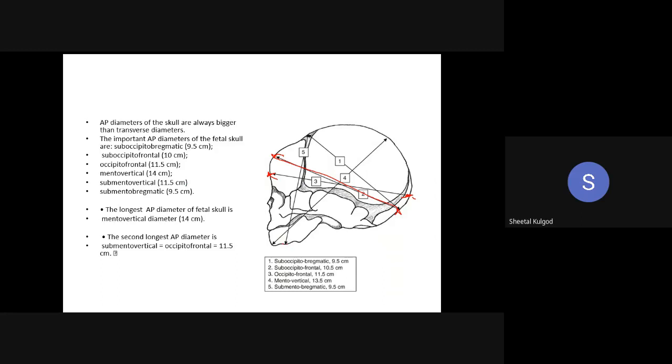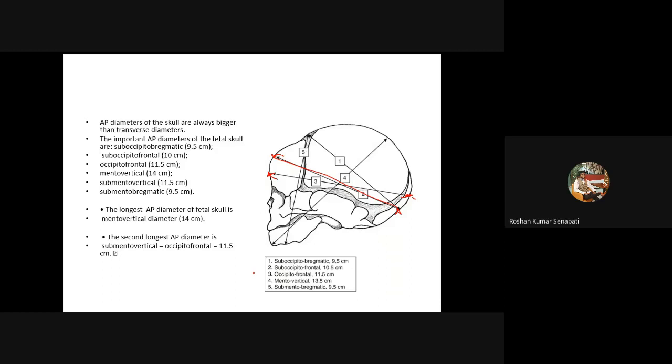This extends from the submental region to the vertex, about 11.5 centimeters. And you have the submentobregmatic, which is 9.5 centimeters again. The second largest AP diameter is the submentovertical, that is, the occipitofrontal, 11.5 centimeters. Are you clear with this?